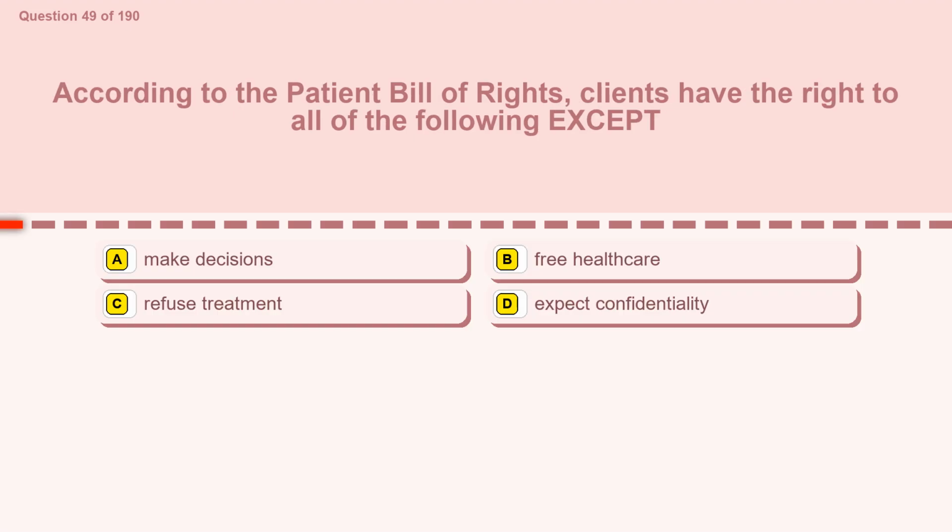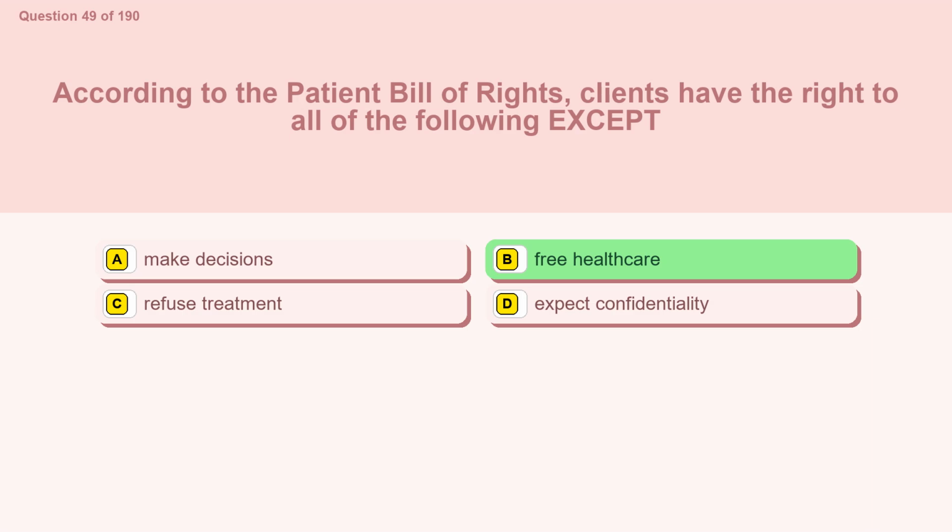Question 49. According to the Patient Bill of Rights, clients have the right to all of the following except: Option A, make decisions. Option B, free healthcare. Option C, refuse treatment. Option D, expect confidentiality.